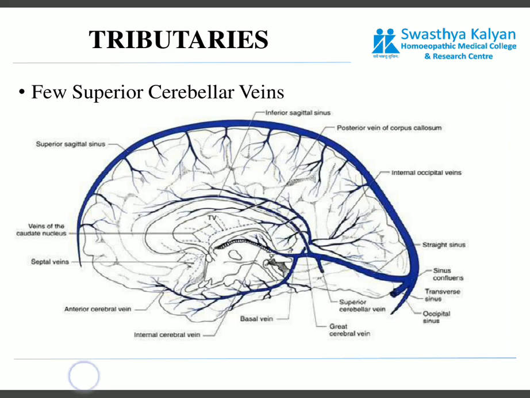There could be delirium and convulsions due to the congestion of the superior cerebral veins, and also paraplegia due to the affection of the upper motor neuron. So that's all about the anatomy of the three unpaired venous sinuses. Thank you so much.